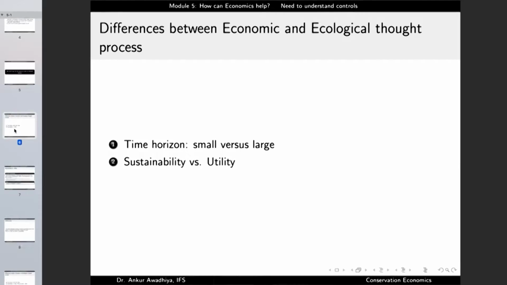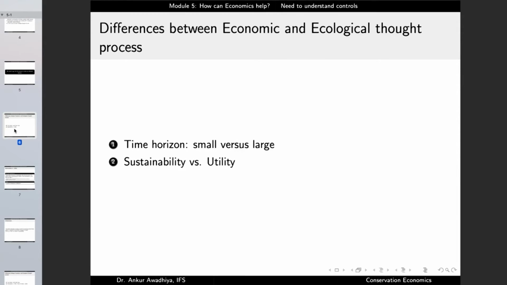But before bringing them to the same page, it is important to realize what the differences between both of these are. So, the first one is the time horizon. The economist looks at a much smaller time horizon than the ecologist. The time horizon in the case of economics is, say, the next year, the next decade, or probably the next century, but not beyond that.